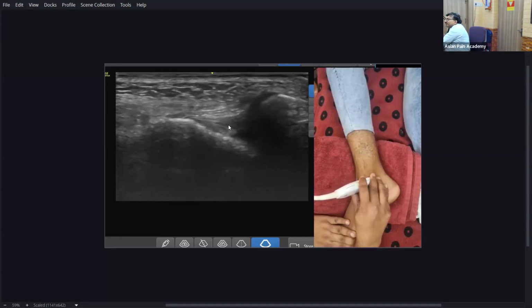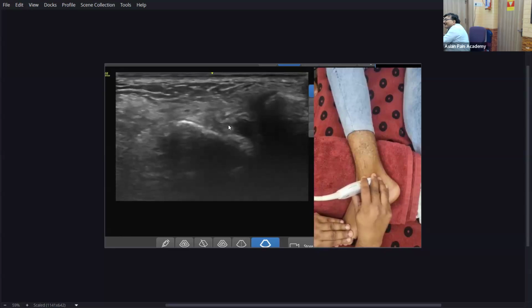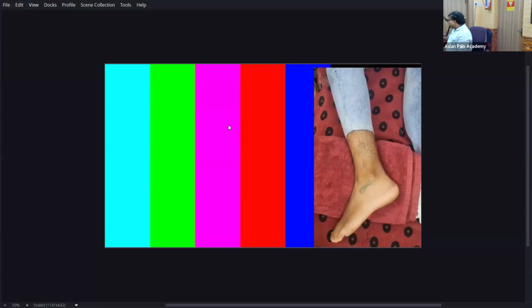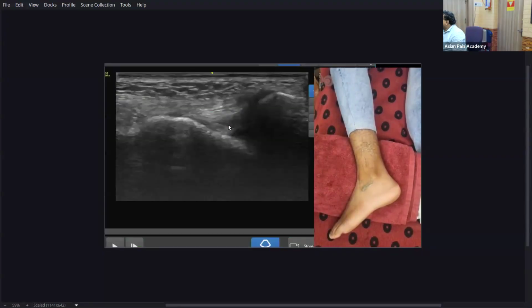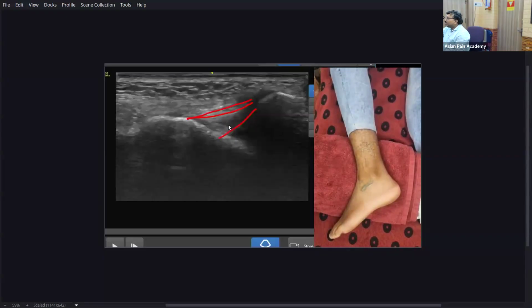Okay, let me stretch it a little more. So this is the ATFL. Okay, let me stop and let me draw it. A little bit of anisotropy towards the fibula is there, but if you look, the whole part of the ligament is here, which is connecting. Remember, there are no muscles in the talus, so only the ligaments are attached to the talus.